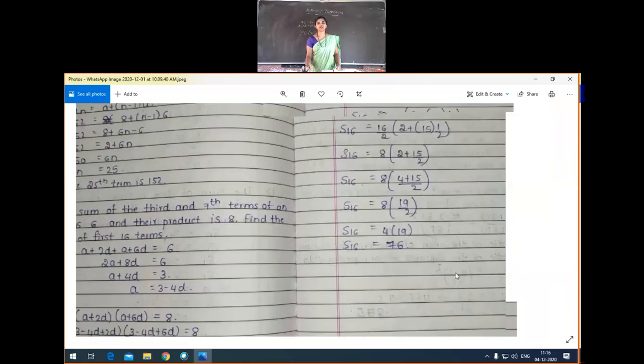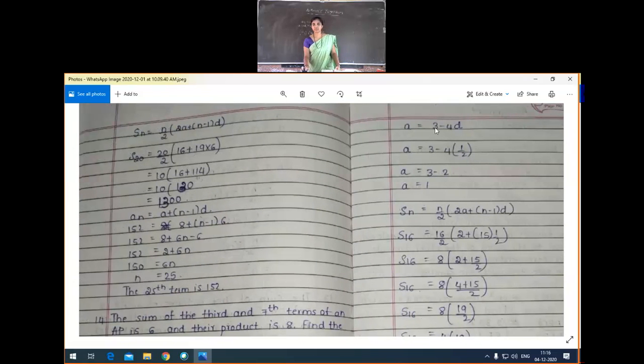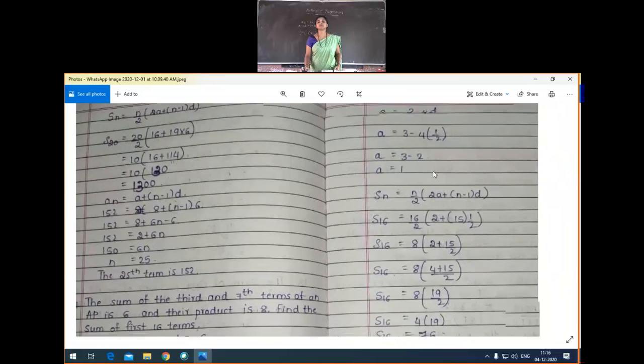Let us calculate A now. A is equal to 3 minus 4D. A is equal to 3 minus 4 into 1 by 2. Then A is equal to 3 minus 2. That is A is equal to 1. Is that clear? A value we got 1. Sum of 16 terms we have to find.